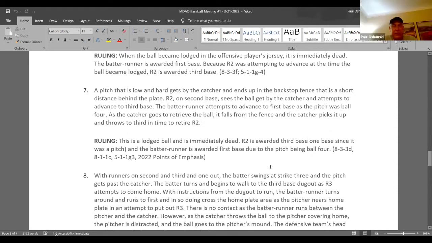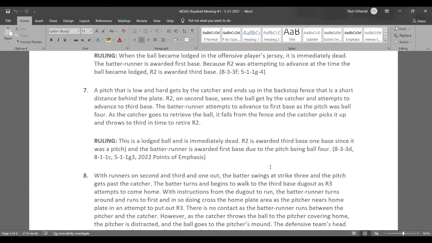Okay, number 7. The pitch that is low and hard gets by the catcher and ends up in the backstop fence at a short distance behind home plate. R2 on second base sees the ball get by the catcher and attempts to advance to third. Batter runner attempts to advance to first base as the pitch was ball 4. As the catcher goes to retrieve the ball, it falls from the fence and the catcher picks it up and throws to third in time to retire R2.